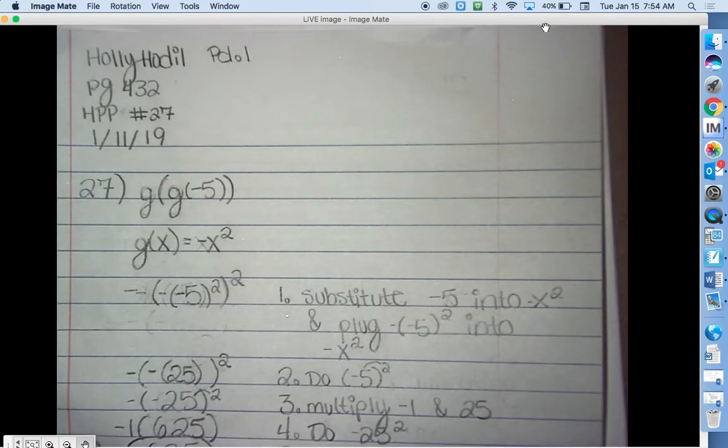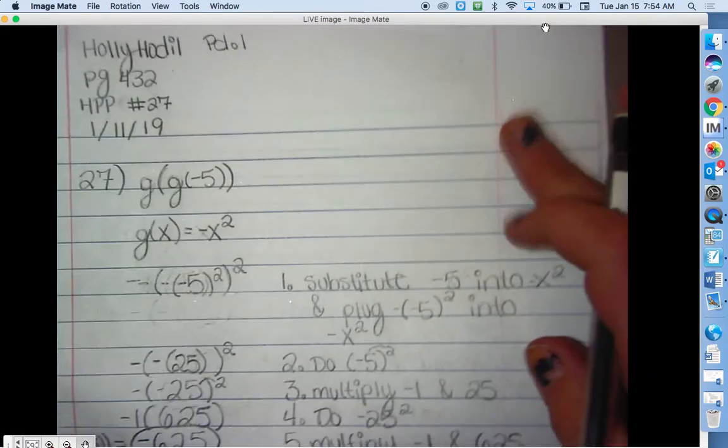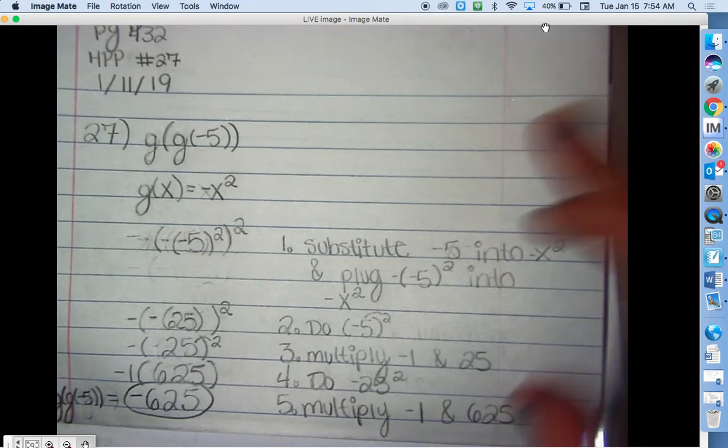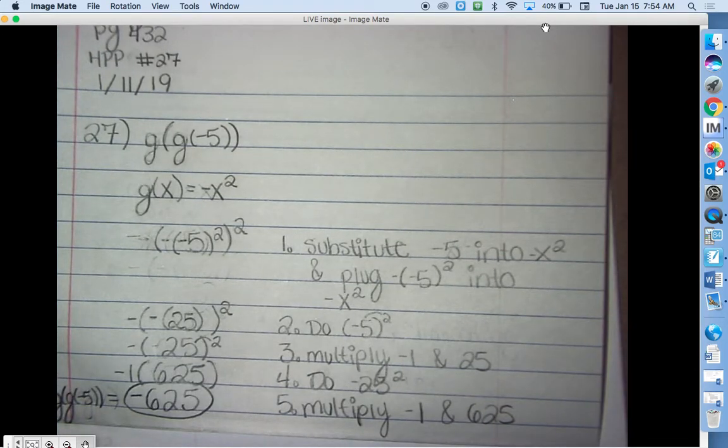So Holly has number 27, which if you were able to figure out that last group of problems, awesome. If you kind of looked in the book to see what was going on or tried to use substitution. If not, we're going to talk about those today as well. These are kind of like substitution problems.